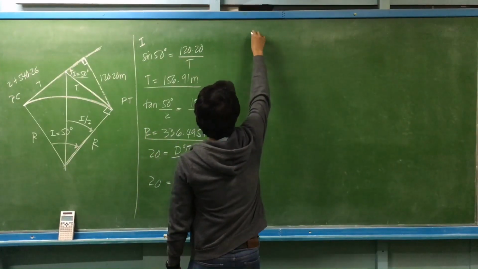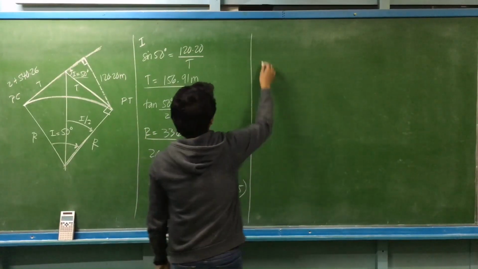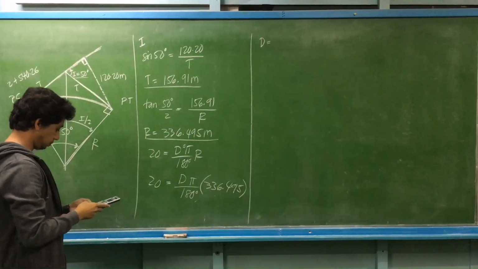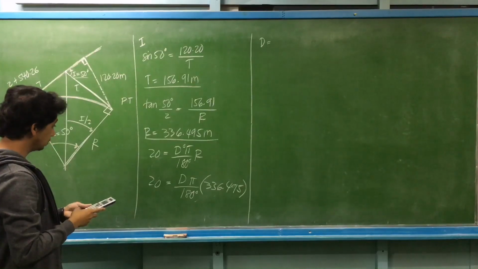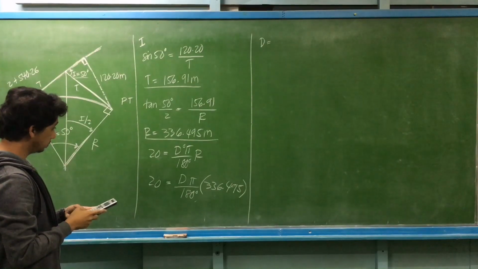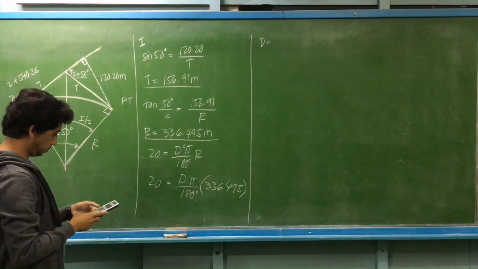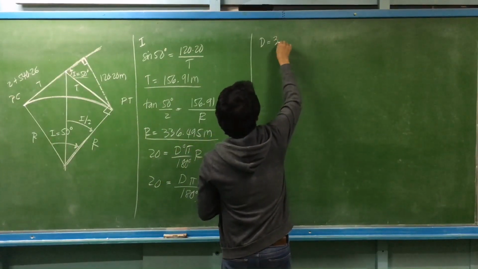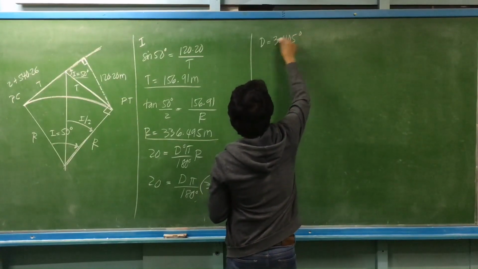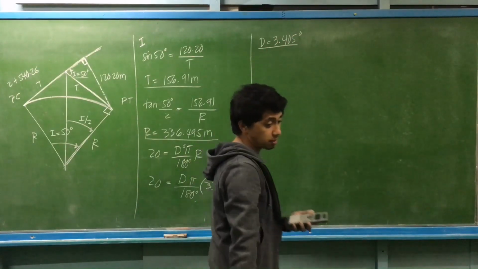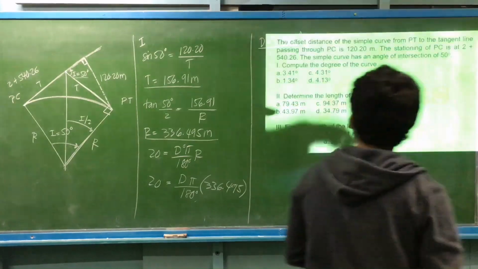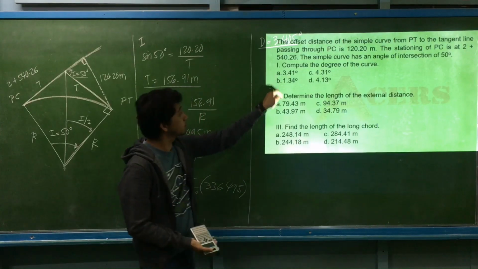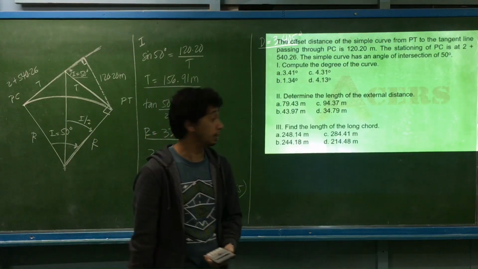Okay, so computing for the first requirement, kunin natin yung degree ng curve. It is equal to 3.405 degrees. Okay, check natin sa choices. 3.405, 3.41. So sa choices na to, we have letter A.